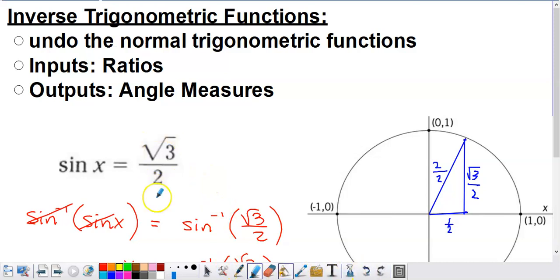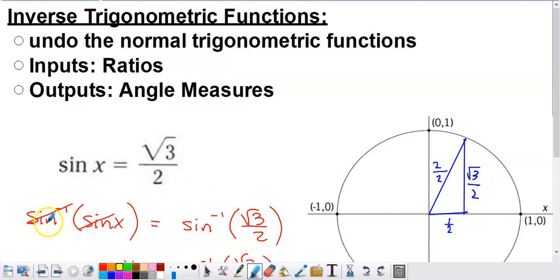If you look at this screen down here, I've done some of the steps. You see maybe for the first time sine with what looks like a negative first power. It's not. It's one of the common ways to represent the inverse sine function. Most calculators are going to use this notation here, sine with, I'm not going to say to the negative first power, this is the inverse sine function.